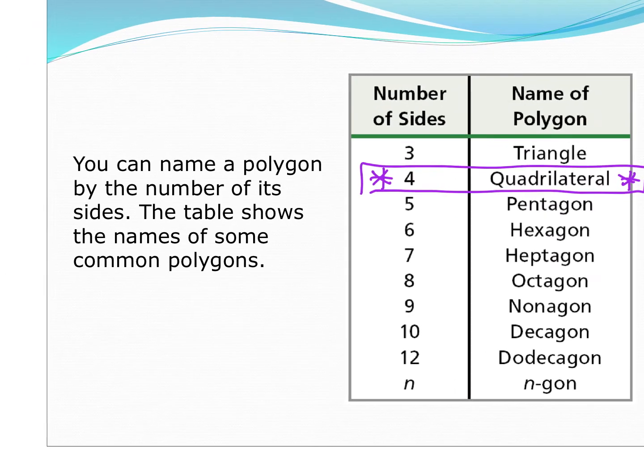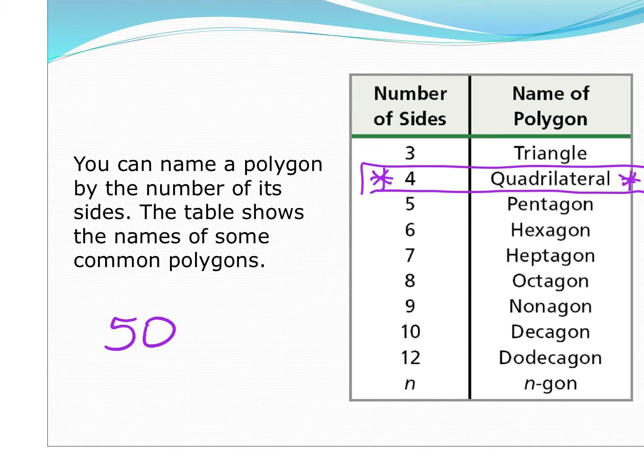Again, any number other than the ones in the table. Let's say it's a 50-sided figure. You would just put the number 50, a dash, and then GON. So any number that's not in that table, that's how you would name that type of polygon. Just put the number, a dash, and then GON.